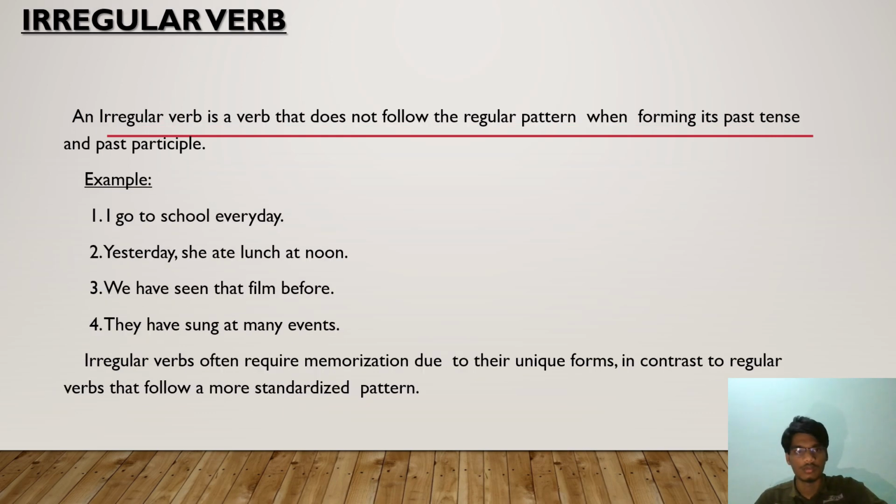Next, irregular verbs. An irregular verb is a verb that does not follow the regular pattern when forming its past tense and past participle. Examples: I go to school every day. Second, yesterday she ate lunch at noon. Third example, we have seen that film before. Fourth example, they have sung at many events. Irregular verbs often require memorization due to their unique forms, in contrast to regular verbs that follow a more standardized pattern.